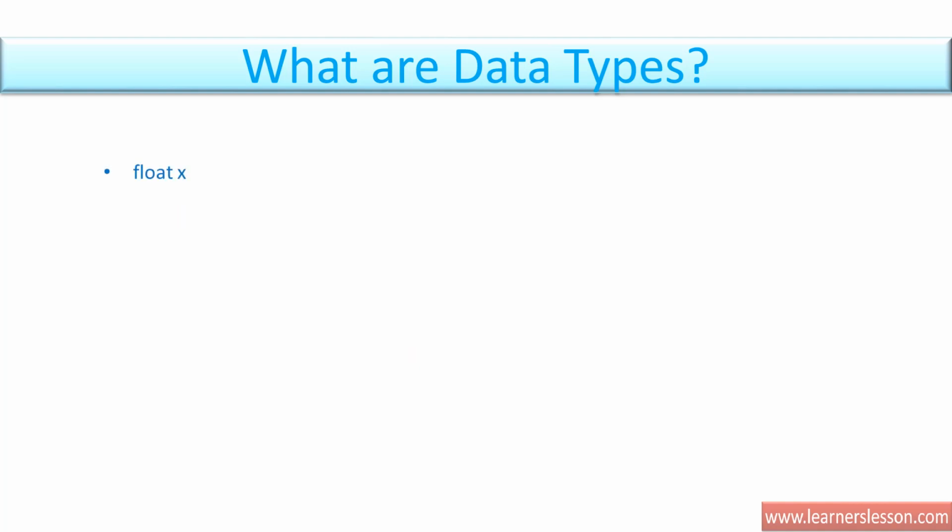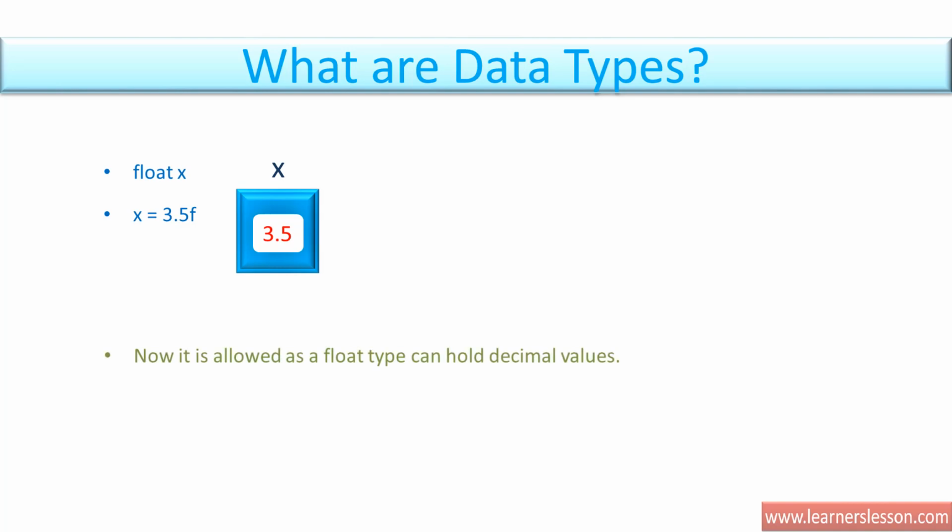So what we can do is change it to float. Instead of int, we write float x. And x would get a larger space in order to store 3.5. Again, we are trying to store 3.5 inside x, and there is also an f symbol, which means that this is a floating point number. So for a decimal number, after 3.5 we have to write f. Now 3.5 goes and sits inside x, and we can see it's actually fitting inside x because we have changed the int to float. So now it is allowed, as a float type can hold decimal values.